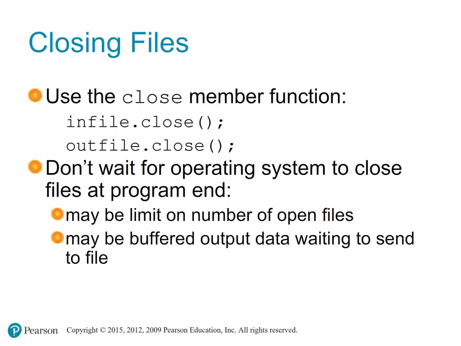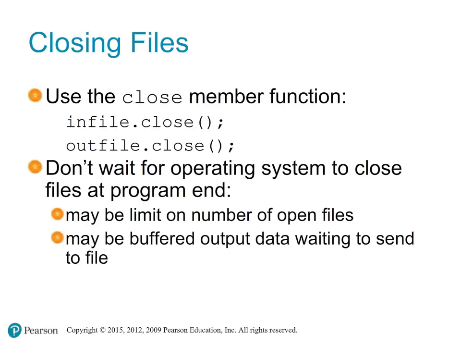After performing the necessary operations on a file, it's essential to close it properly. This ensures that any buffered data is written to the file and that system resources are released. The close member function is provided by the file stream classes to close a file explicitly. For example, infile.close closes the input file associated with the infile stream object. outfile.close closes the output file associated with the outfile stream object.